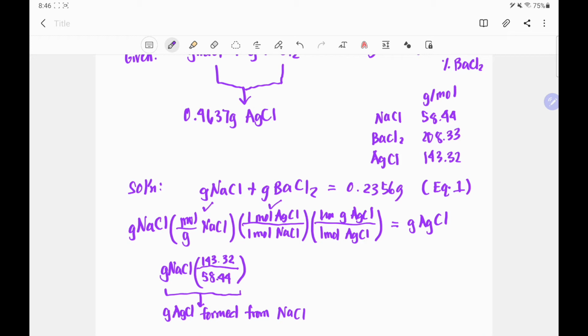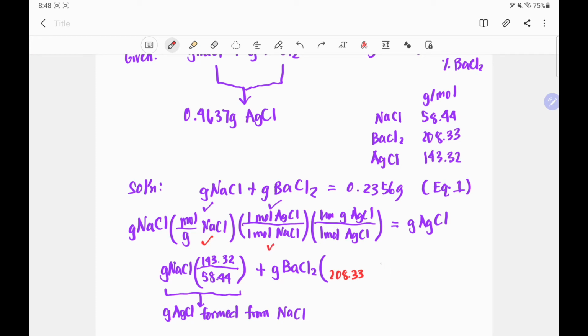Again, let's think about it. If I start with grams of sodium chloride, divide it by its molar mass, convert it to moles of silver chloride, and multiply it by the molar mass of silver chloride, this expression or this value should give us the grams of silver chloride formed from sodium chloride. You can then add the grams of silver chloride formed from barium chloride. So following the same logic, we can divide the molar mass and multiply the mole ratio.